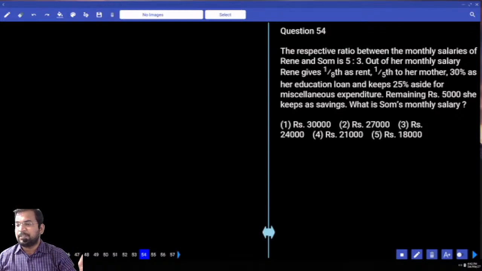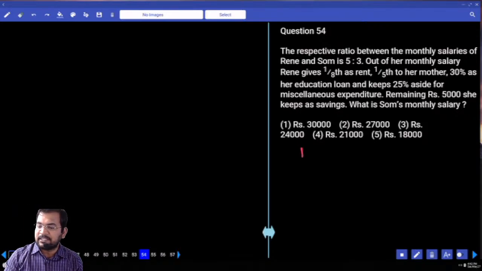The respective ratio between the monthly salaries of Rainy and Som is 5:3. Out of the monthly salary, Rainy gives 1/8 as rent, 1/5 to her mother, 30% for her education, and keeps 25% aside for miscellaneous expenditure. The remaining 5,000 she keeps as savings. What was Som's monthly salary?